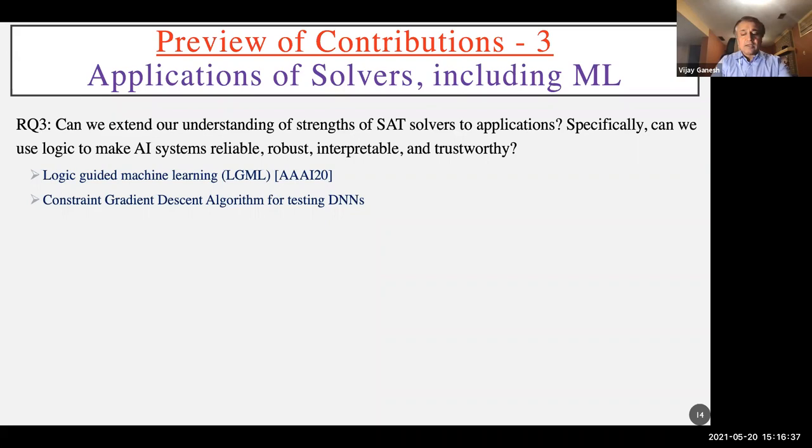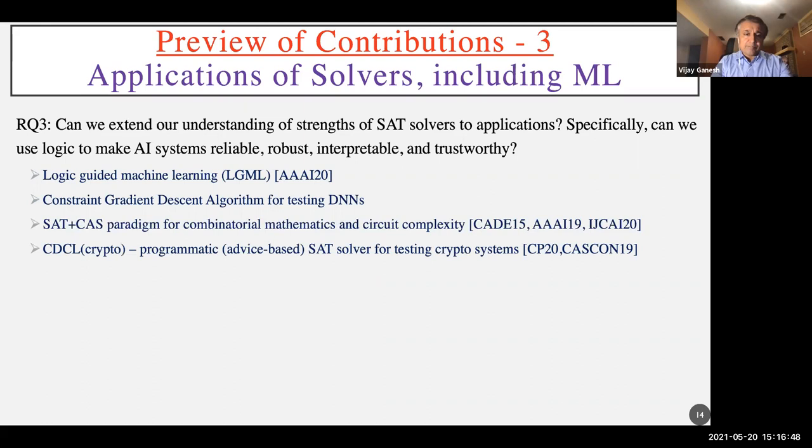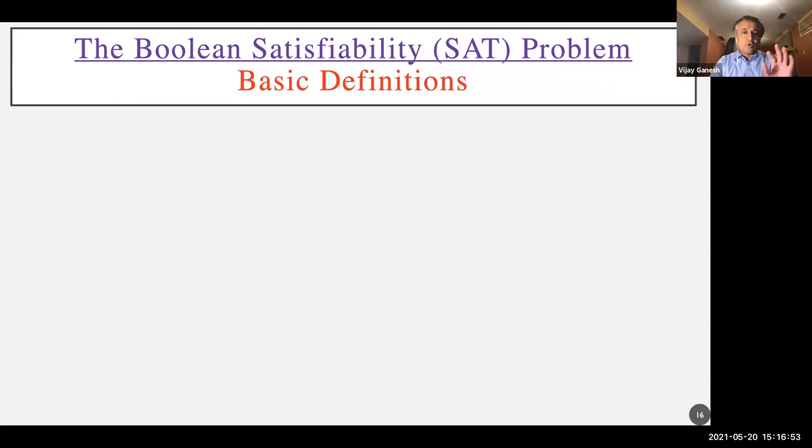In this context, I've developed a variety of methods. One of them is logic-guided machine learning. Another one is a constrained gradient descent algorithm for testing DNNs and so on. Time permitting, I will touch upon this as well. All right, so now that we have most of the context, motivation, and my contribution in a nutshell, let me jump into the Boolean satisfiability problem.